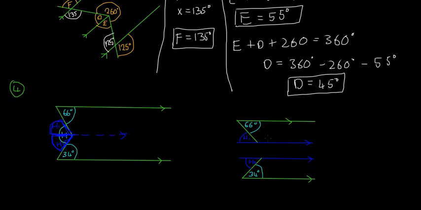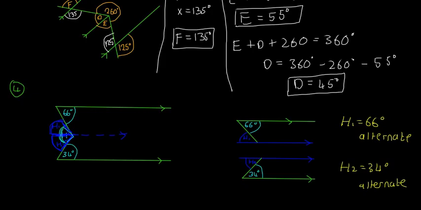Now it should be a lot clearer why this blue line helps us so much, because we can see that H1 is going to be equal to 66 degrees, and that's because they are alternate angles. And then H2 is equal to 34 degrees, and again that's because they're alternate, and that means our final answer is that H is equal to H1 plus H2. So H, what we were looking for in the beginning, is equal to H1 plus H2, which means H is going to be equal to 100 degrees.